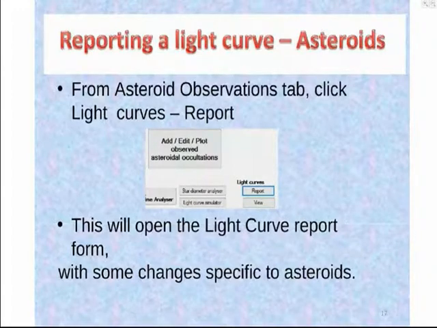For asteroidals, this highlighted bit, or the bit there from the form for observed asteroidal occultations in Occult, Light curves report. Click the report button. That will open the light curve report form. It's the same form as for lunar occultations behind the scenes, but the form presentation is a little bit different because it doesn't have the lunar occultation details. Next slide.